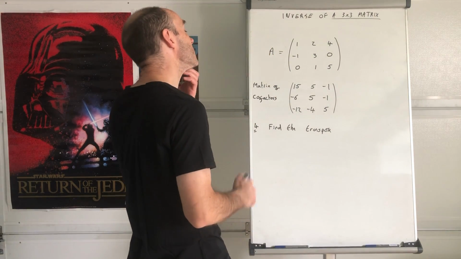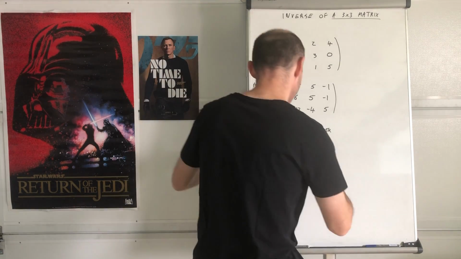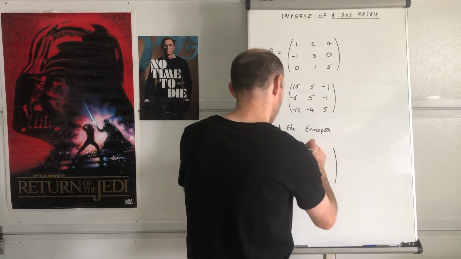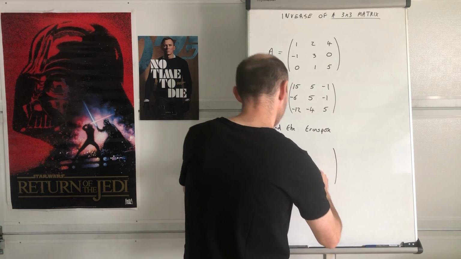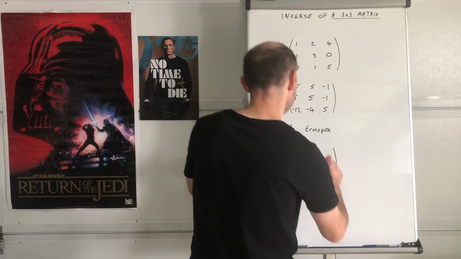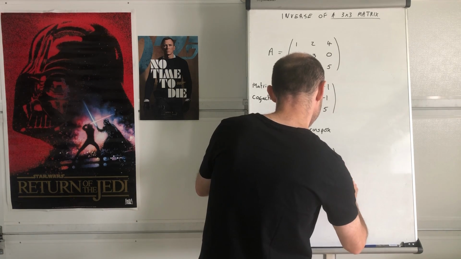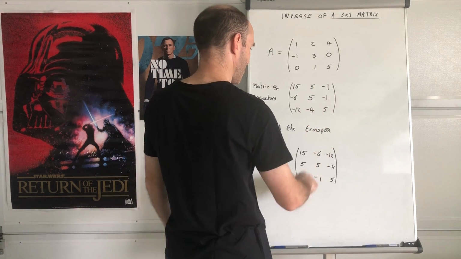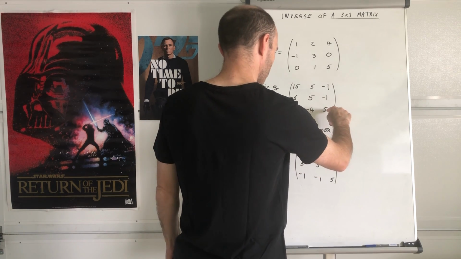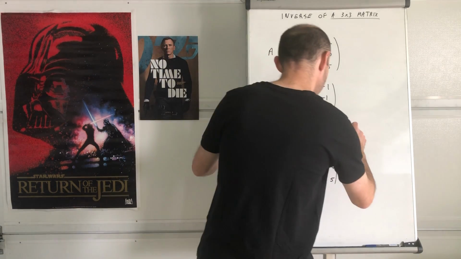Find the transpose. Okay, so what we do is transpose that. So the transpose of this: rewrite every row as a column. So 15, 5, negative 1, negative 6, 5, negative 1, negative 12, negative 4, 5. Just check that. 15, 5, negative 1, negative 6, 5, negative 1, negative 12, negative 4, 5. Okay, find the transpose. Okay, that's that.